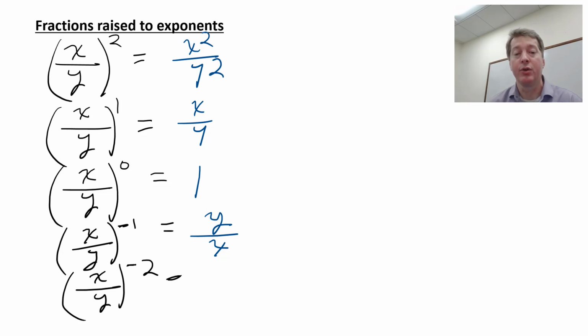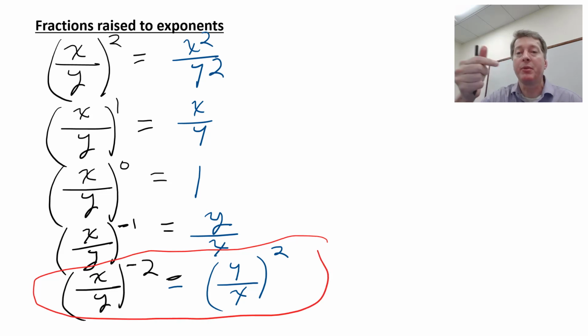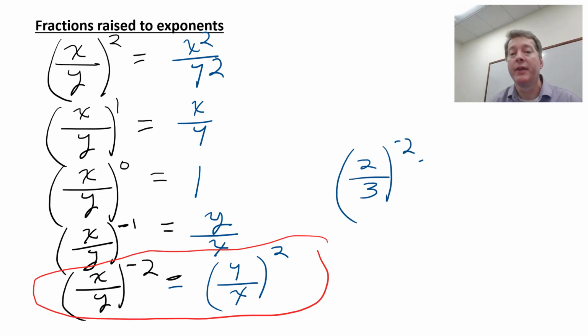And x over y to the -2, you flip it over, it becomes y over x to not the -2, but the positive 2. So a really good thing to remember, if you see a fraction raised to a negative exponent, you flip the fraction over, you just write the reciprocal, and you negate the exponent. So the -2 in this case would become the positive 2. If I had 2/3 to the -2, that's the same as 3 over 2 to the positive 2. So the rule, you flip the fraction and you switch the sign of the exponent.